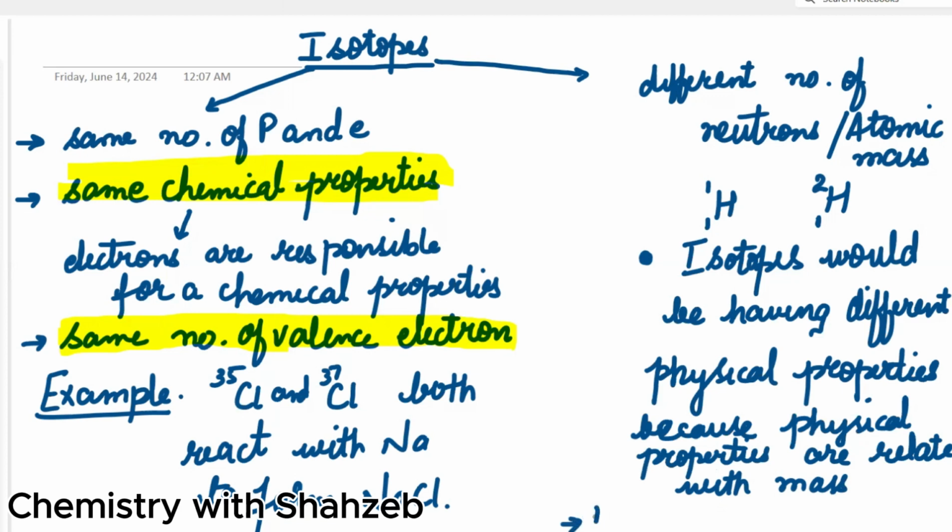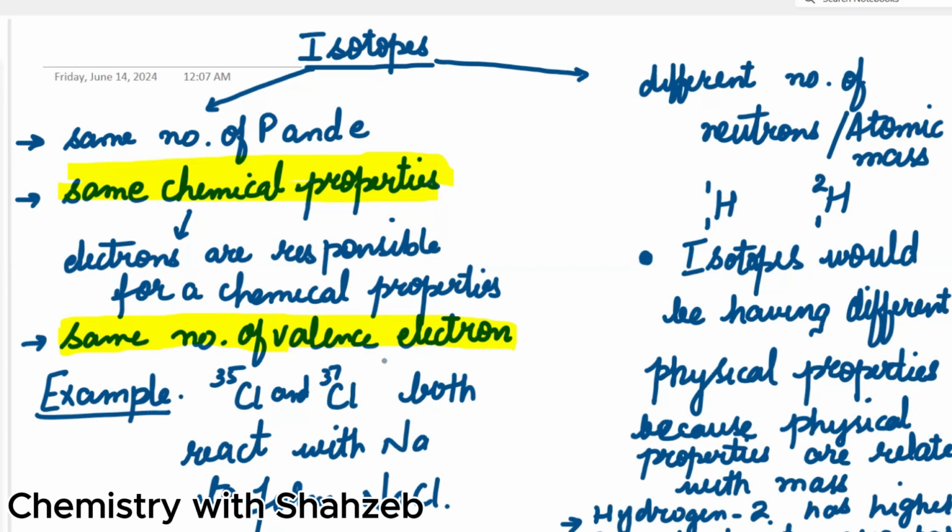Like for example, hydrogen 2 has higher boiling point and density as compared to hydrogen 1.